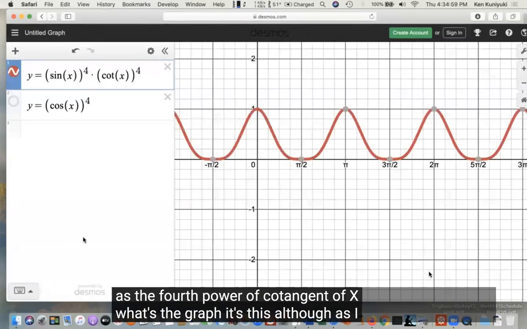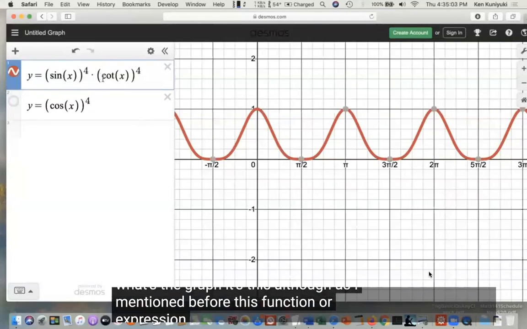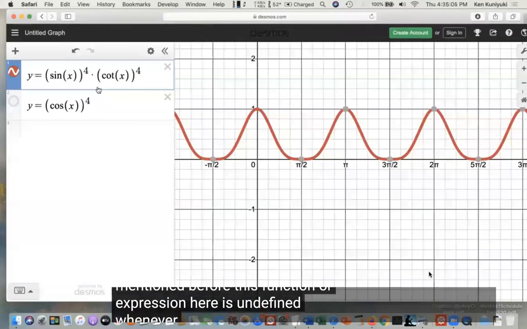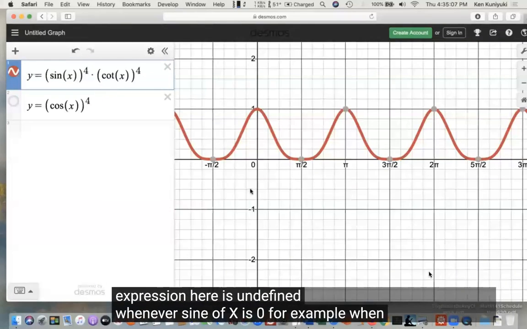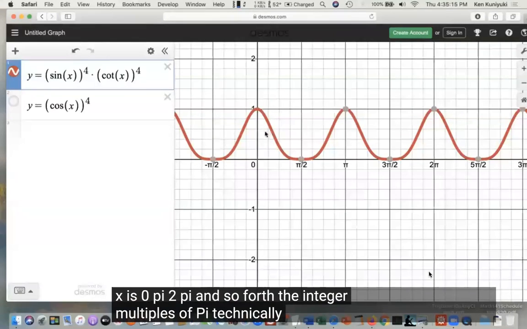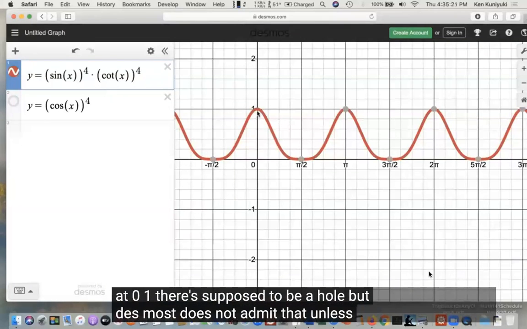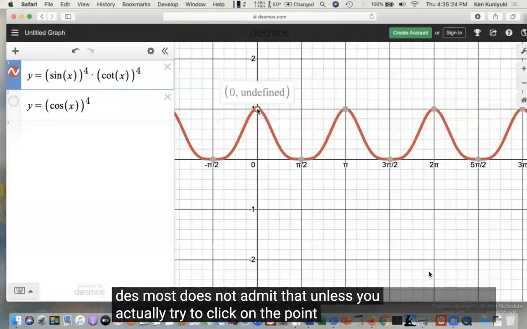Although, as I mentioned before, this expression is undefined whenever sine of x is 0, for example when x is 0, pi, 2 pi, and so forth, the integer multiples of pi. Technically, we're supposed to have holes here. For example, at (0, 1), there's supposed to be a hole. But Desmos does not admit that unless you actually try to click on the point there.